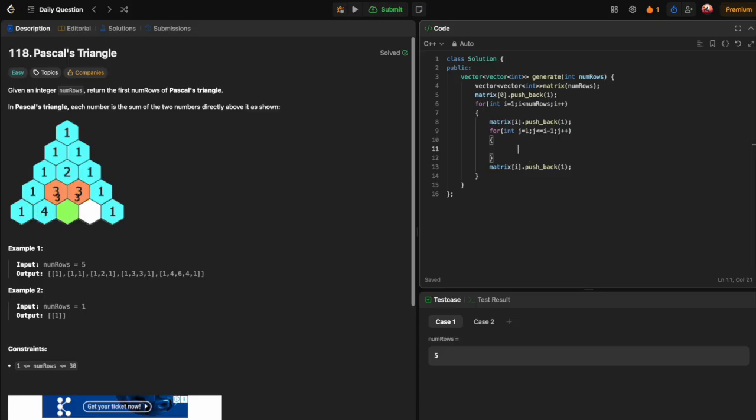For the middle element, what we'll do is push into the matrix the sum of the previous row, that is i minus 1, at the same index j, plus the previous row at index j minus 1. Their sum will be this element, and that is it. You just have to then return the matrix.